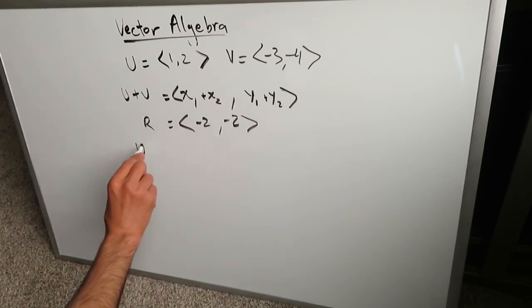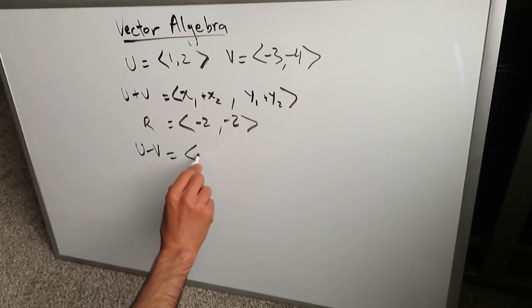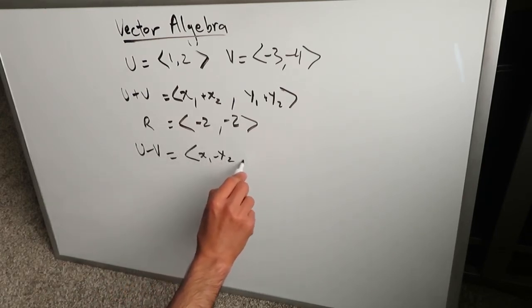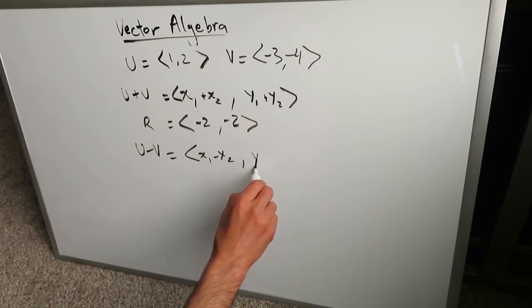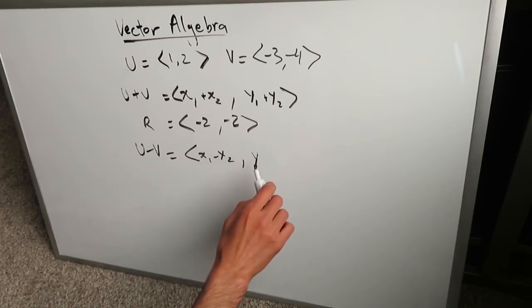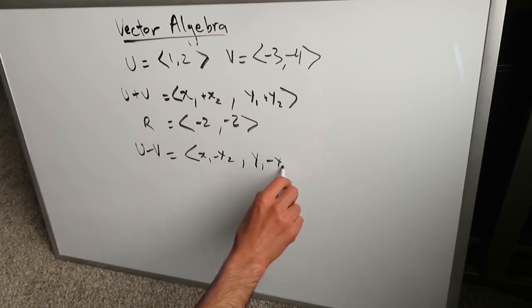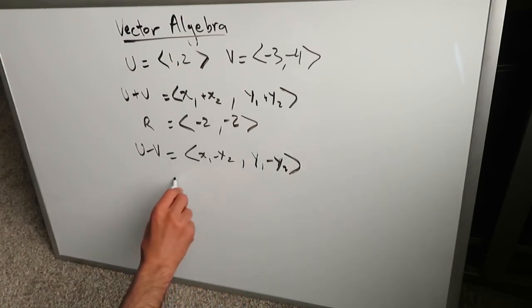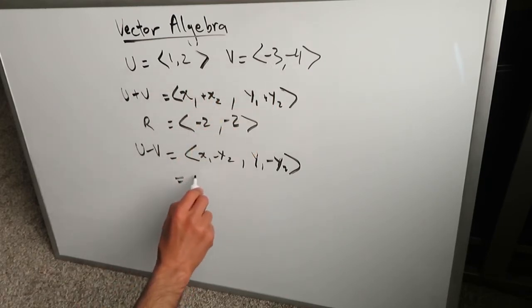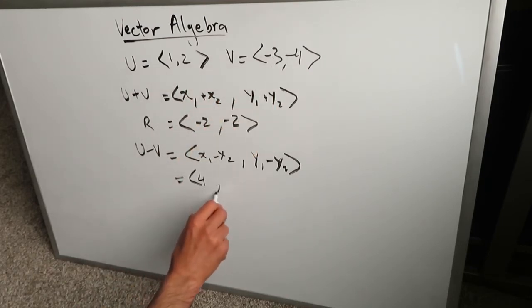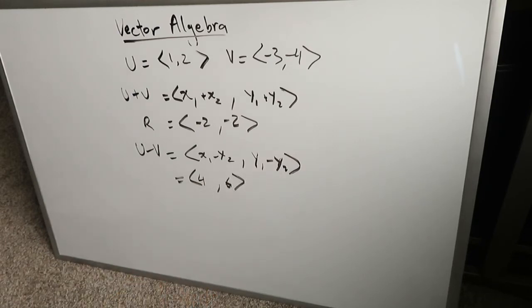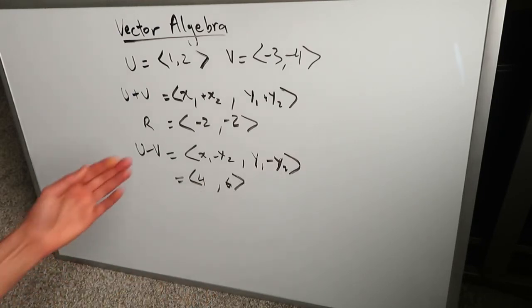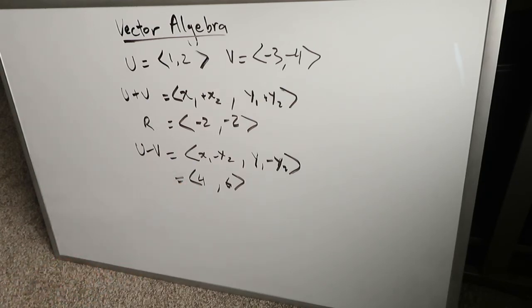How about if you have to do u minus v? You do x1 minus x2, that's your x part over there, and then you'll do y1 minus y2. What are you going to get? 1 minus minus 3 is a what? 4. What's 2 minus minus 4? It's a 6. That's your u minus v vector. If you were subtracting v from u, you would get 4 comma 6 in terms of these coordinate systems.